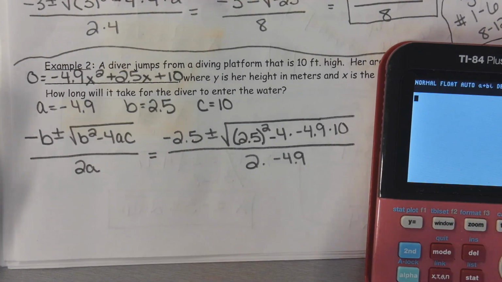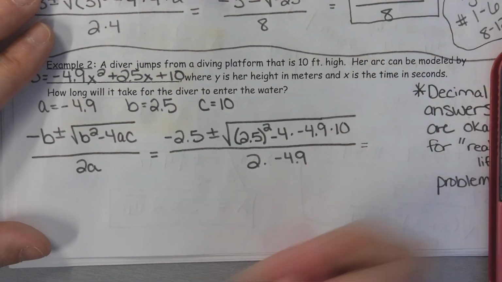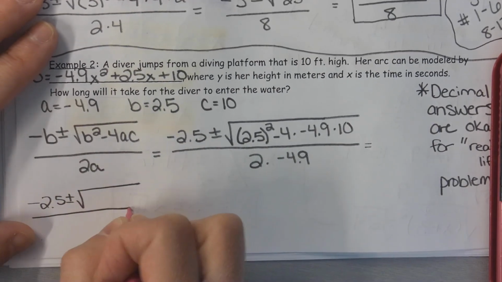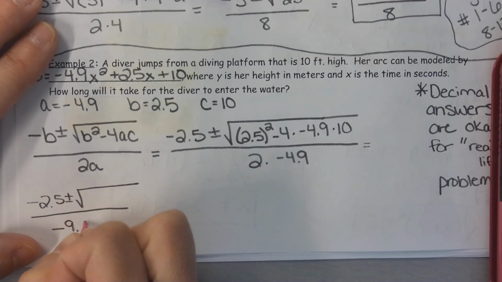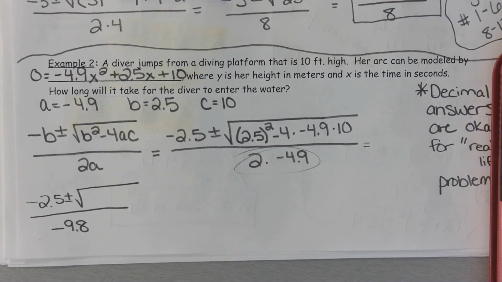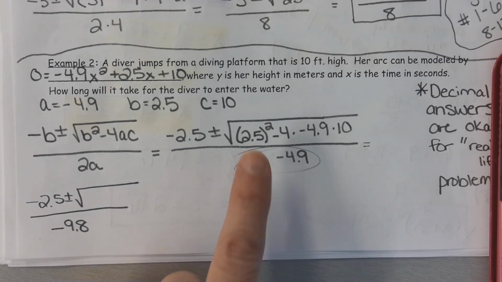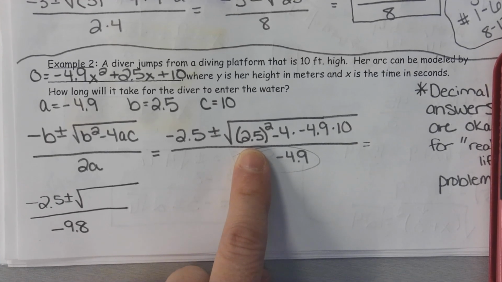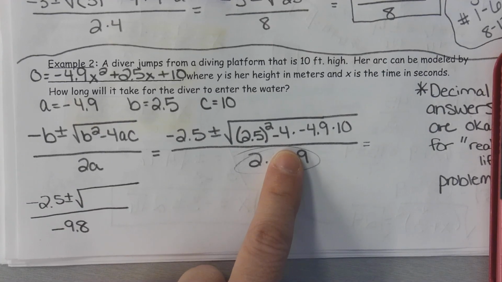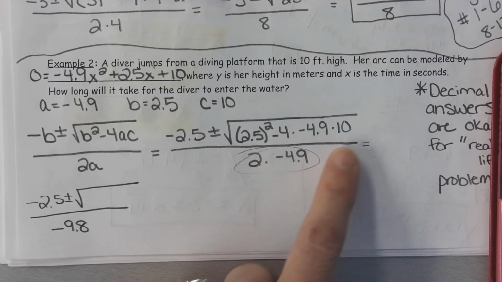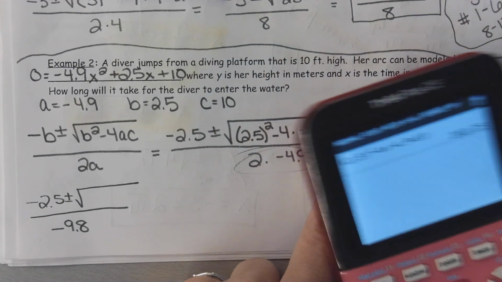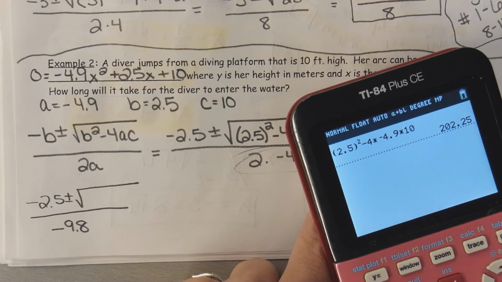All right. So what I'm going to do is the same steps that I was doing yesterday. So I'm going to do negative 2.5 plus minus. Here's my square root. In the bottom, I get negative 9.8 when I double this negative 4.9. I'm going to figure out what this is. I'm not going to square root it yet. I'm just going to figure out what lives under the square root. So, parentheses, 2.5, close it, square it. Minus 4 times negative 4.9 times 10. Did you guys get 202.25? Okay, me too.